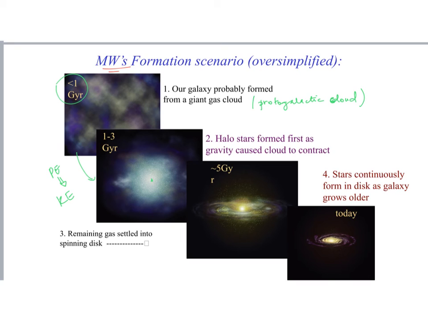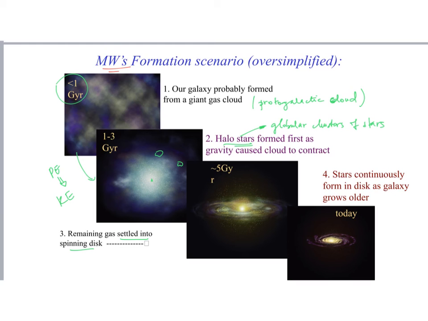hotter in the very center, but also, right, in the meantime, there are some stars formed in the halo first, right, as gravity caused the cloud to contract. Now everything is going to be settled into a spinning disk. Everything, what I meant by everything was the remaining gas that was not by now locked in stars already formed in a halo. And that's where we see those things in the globular clusters of stars.